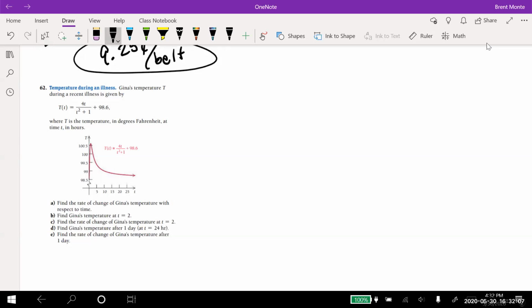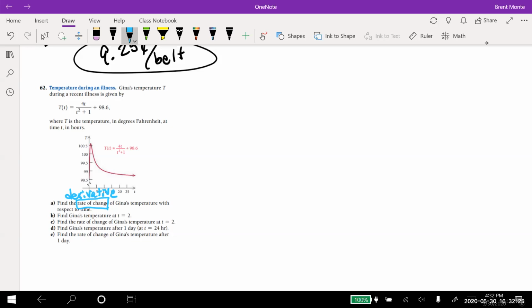Find the rate of change. What in the world is rate of change? Hopefully you're saying, well, that just means the derivative, and you would be absolutely right. So remember, the rate of change means the derivative. So find the derivative, or the rate of change, of Gina's temperature with respect to time.